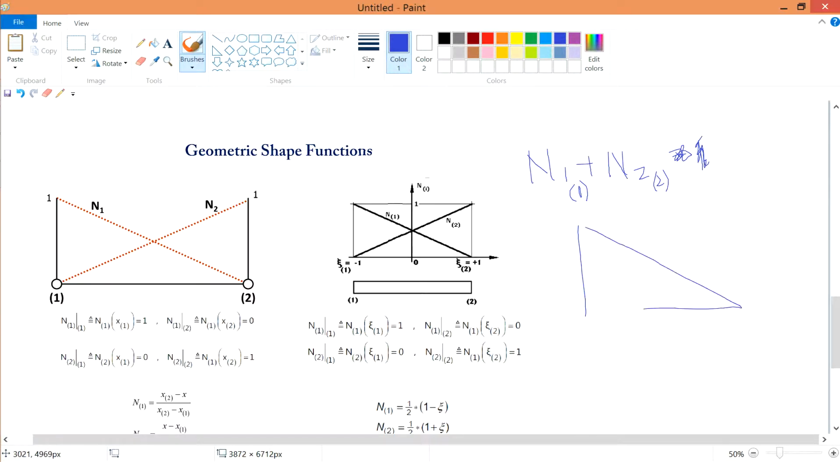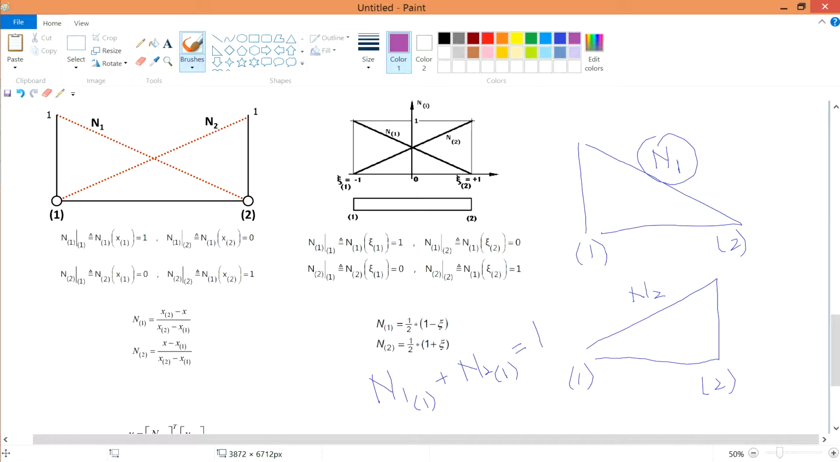If you don't understand what I mean, if you have an N1 over here, there is a node 1 and node 2. So if N1 at node 1 is 1, N2 at node 1 will be 0. So 0 plus 1 is 1, right? Repeat again. If N1 at node 1 is equal to 1, correct? So therefore this one becomes 1. And N2 at node 1 is actually equal to 0. So 1 plus 0 is equal to 1.